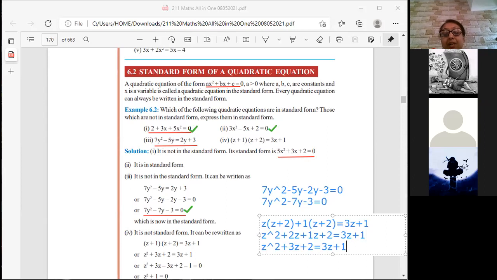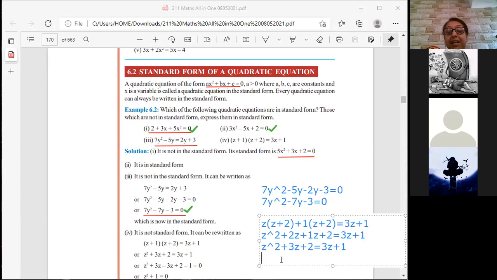Now I know to make it a quadratic form, I'm supposed to equate it to 0, and whatever is on my right-hand side, I will bring it to the left-hand side. Now, when I bring it to the left-hand side, it is going to change the sign. Yes or no? So, I have z square plus 3z. Now, I'm going to bring the 3z which is on the right-hand side to the left-hand side. So, that will become minus 3z. Then I do plus 2. And I'm bringing 1 which is on the right-hand side, it becomes minus 1, is equal to 0. Am I right till here?